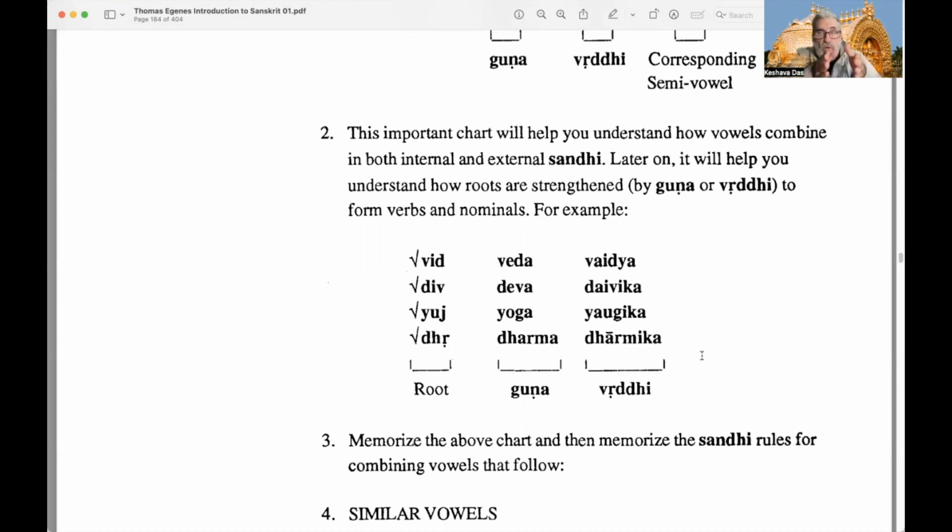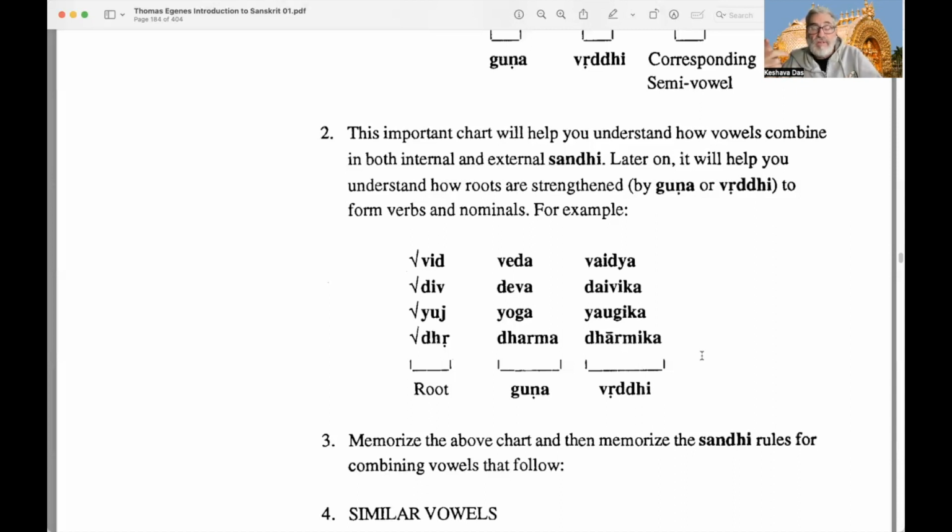So there's internal sandhi within a word, between different parts of the word, and there's external sandhi between one word and another word. This is how it works. Later on, it will help you to understand how roots are strengthened by guna and vriddhi. When we talk about roots, we're talking about verbal stems. When we just talk about stems, usually we're talking about noun stems of nouns or adjectives. So when we see roots change to become verbal stems, those verbal stems then have the regular endings added to them. And we only know 9 endings for the present tense so far.